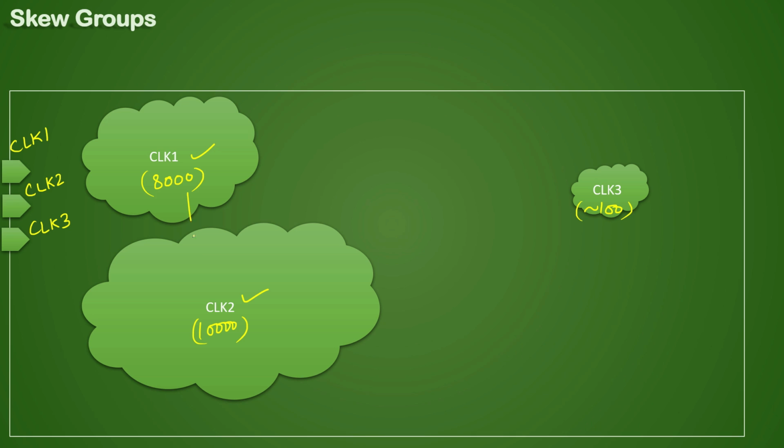Now interaction is very heavy here, but there is very less interaction here and less interaction here, because the number of logics in the CLK3 is small. And when the clock is entering the partition, the distance is very high for CLK3. So the CTS engine would obviously try to insert more clock buffers for the CLK3.